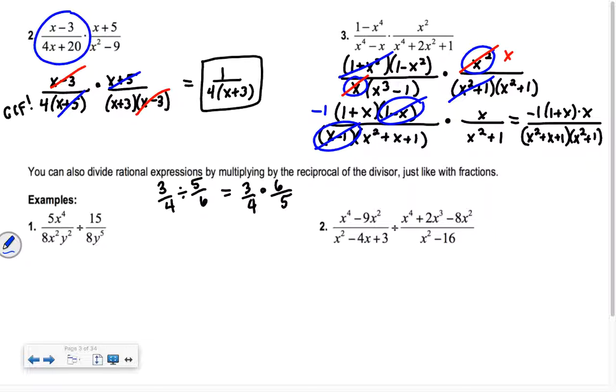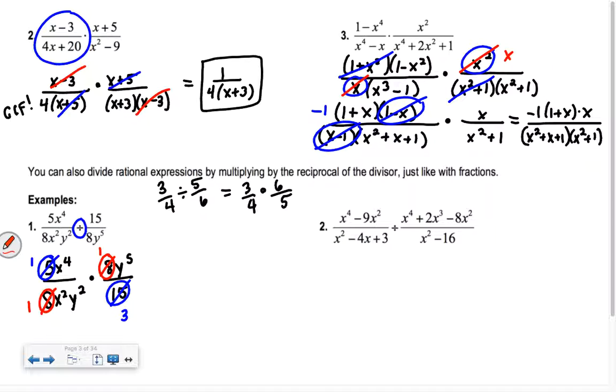So when we have a division sign, we're going to rewrite it so we see multiplication. So I'm going to have 5x to the 4th over 8x squared y squared times 8y to the 5th over 15. Okay, and then I start reducing out, just like before. So the 5 and the 15 reduce, and I have a 1 and a 3. And the 8 and the 8 reduce, so I have a 1 and a 1.